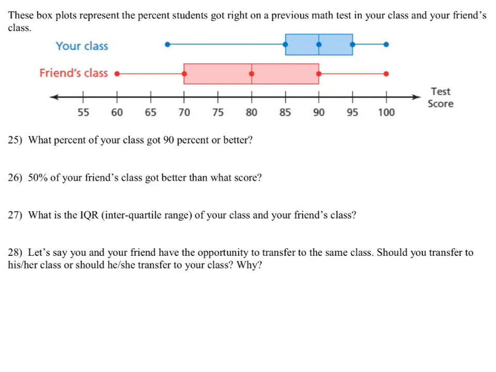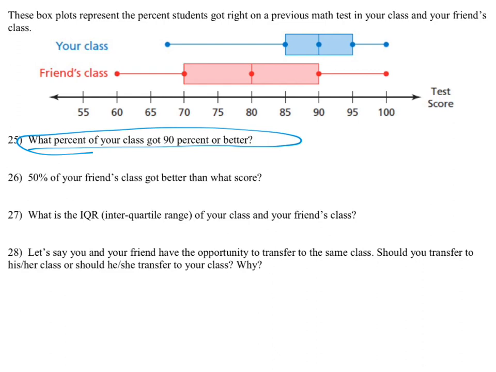Anyway, we're going to go to this section now, which is the last section, I believe, of your assignment. You're given a couple of box plots. This is all the test scores from your class and then a friend's class on a previous math test. We're going to be answering these questions about it. Let's start with the first one.